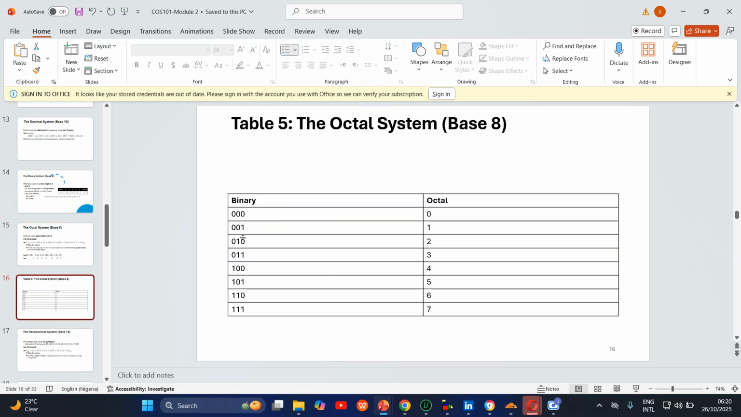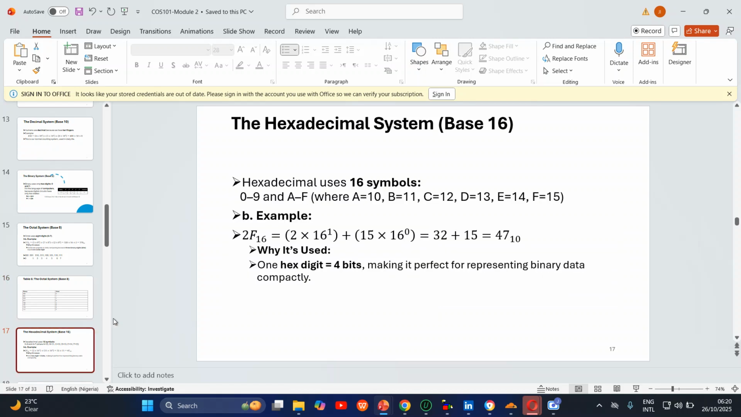So we have the binary 000 down to 111, which is 0, 1, 2, 3, 4, 5, 6, 7. Right? Now the hexadecimal system.